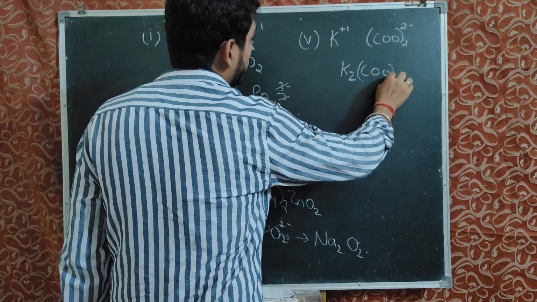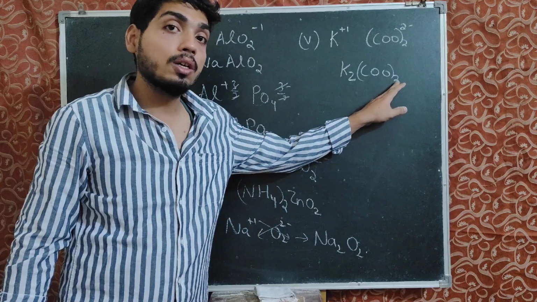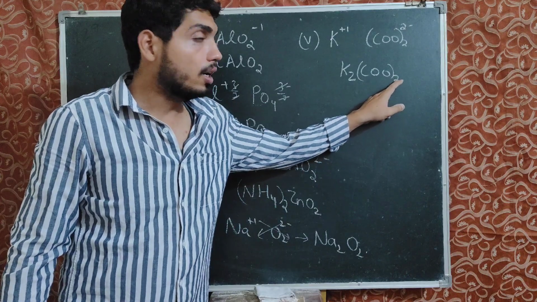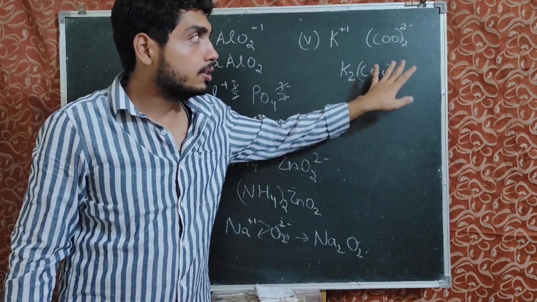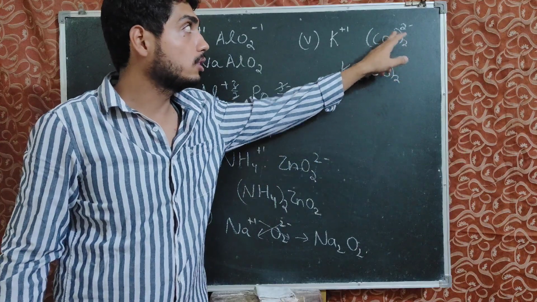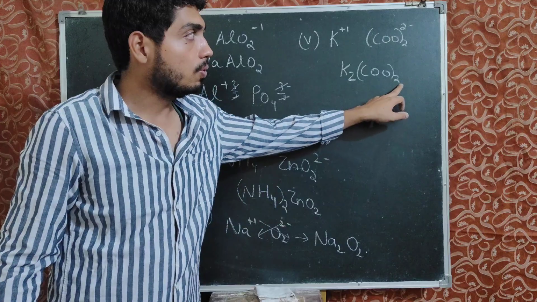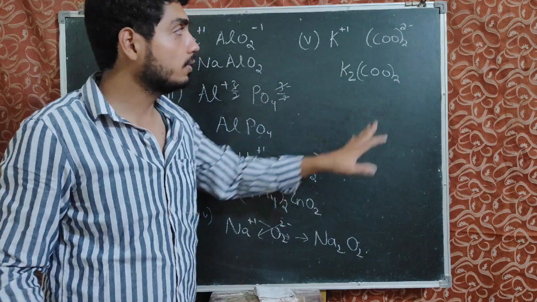K2(COO)2. Now be aware that this 2 is not coming from the crisscross method, but it is the subscript of the formula itself. So do not cancel this 2 and 2. It will become wrong. So this is the formula. That is why it has a charge of 1. It will multiply here and you will get only 2. Am I clear with this fact?